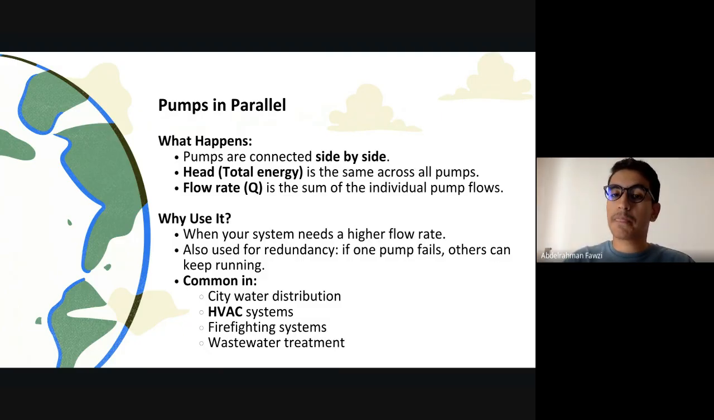And the flow rate here is the summation of the individual pumps. For example, if each pump has a flow rate of 1 liter, then you're gonna have 3 liters in summation. So as you can see, we use it when we need a high flow rate. For example, when you have city water distribution, you need higher flow rate with low energy consumption. So you're gonna use parallel pumps for the HVAC systems, like the heating and air conditioning, firefighting systems, the wastewater treatment.